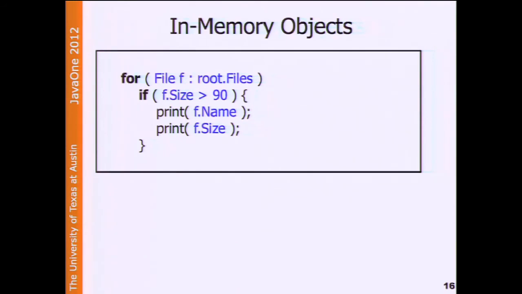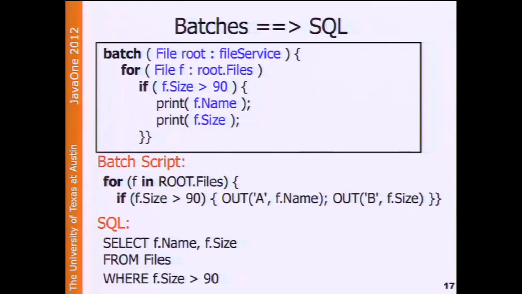In case this is not obvious, when you write that, it actually creates this batch script here: for f in root.files if f.size greater than 90, output A as the file name and output B as the result of calling f.size. And that's just another syntax for SQL. So there's essentially an isomorphism between the batch script language and a subset of it. The batch script language is able to call methods and do series of method calls. If you restrict it a little further, you get something that's just the query subset of batch script, and that can be translated to SQL efficiently.